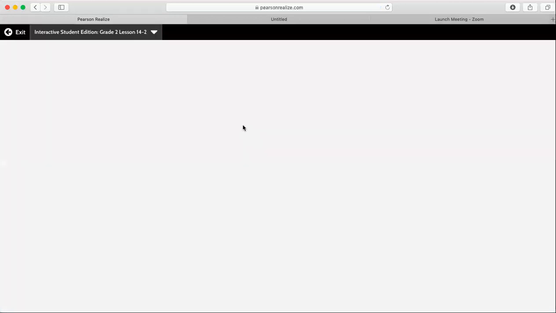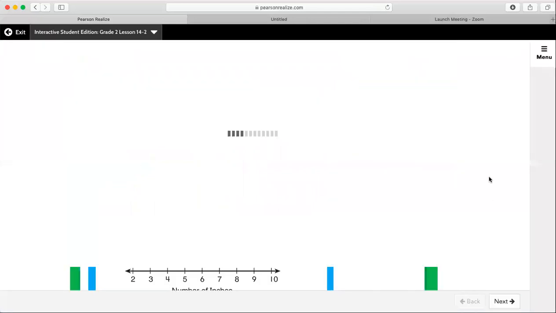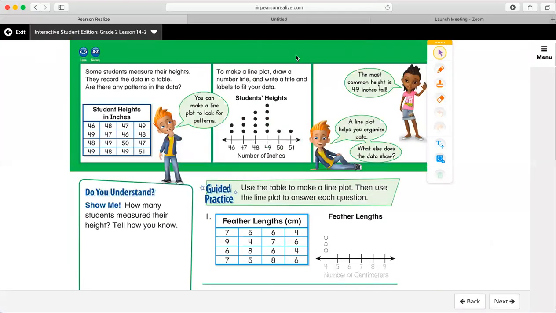Okay, so if we go back, your page is blue, but these 3 boxes up here just kind of re-explain the video that you just watched, but you can also rewind this and watch the video again if you need to. But if we look at the Do You Understand box, it says, how many students measured their height? Tell how you know.